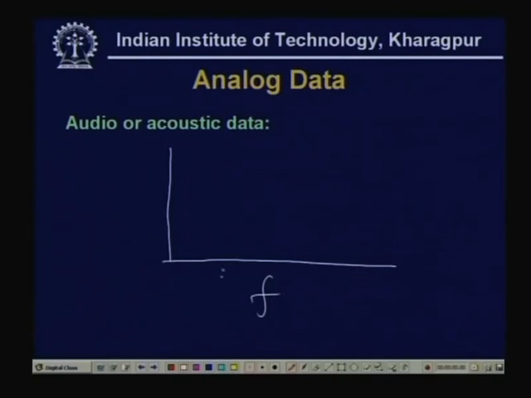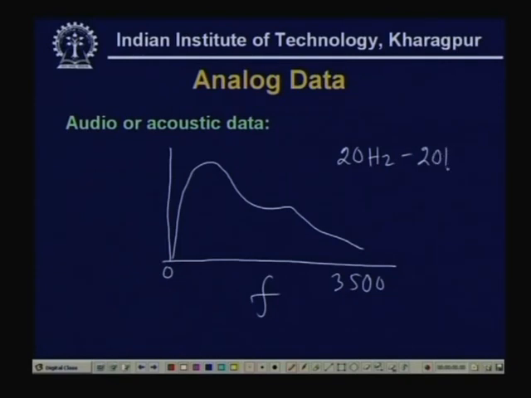The signal strength usually lies in the range of maybe 0 to 3500 hertz. A significant portion of the signal lies in this frequency range. However, as we know, a voice or music can have any signal between 20 hertz and 20 kilohertz. However, our ear is more sensitive to this range, that means 0 to 3500, and most of the voice communication takes place within this range.